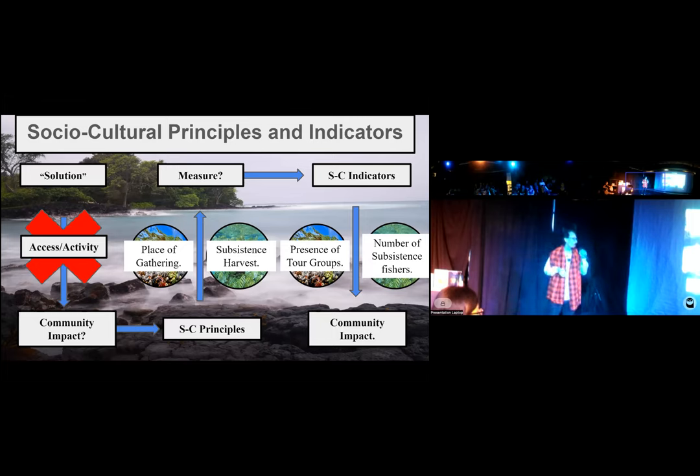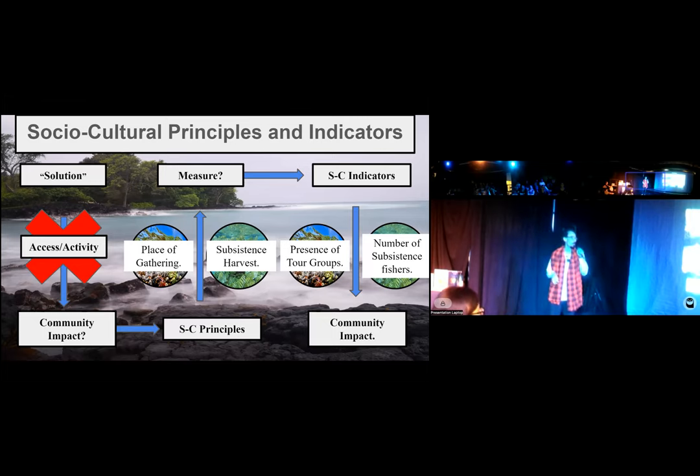So putting that back into our hypothetical, if I have a management solution and I want to know what the community impact of this is, I can ask the community ahead of time, what are the most important factors about your relationship with this area? Maybe it's a place of gathering and subsistence harvest is important. Then you can ask the same community member, how would you measure these things? What indicates to you that these areas are optimal places of gathering or providing an adequate amount of subsistence harvest? And maybe you'll learn things like, the presence of tourist groups actually lowers our ability to gather and use this area how we want to.